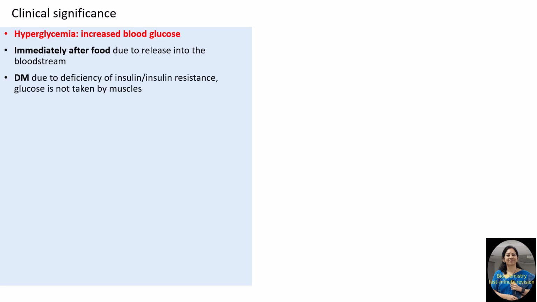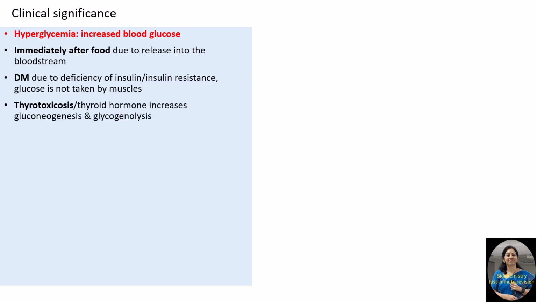Then the most common cause is diabetes mellitus, either due to deficiency of insulin as in type 1 or insulin resistance as in type 2, where glucose remains in circulation because of insulin resistance or deficiency of insulin. Glucose is not taken up by the adipose tissue cells and the muscles.